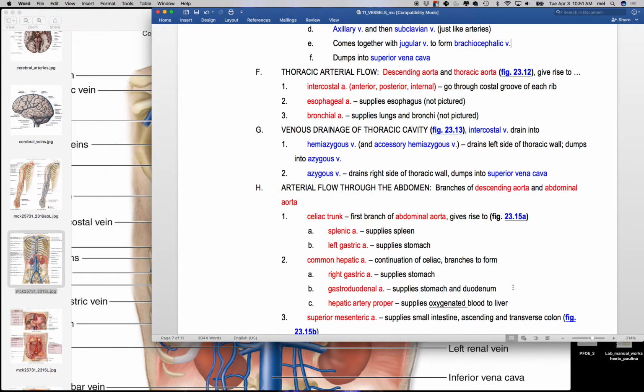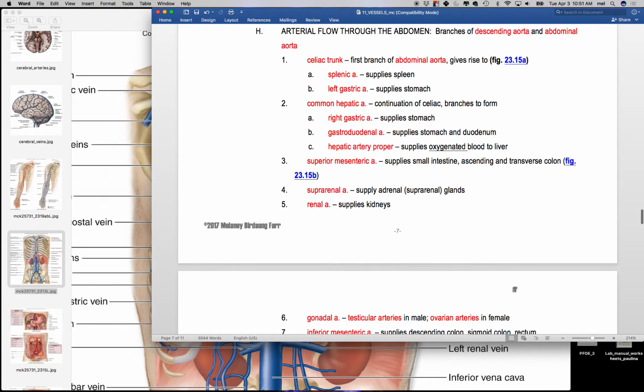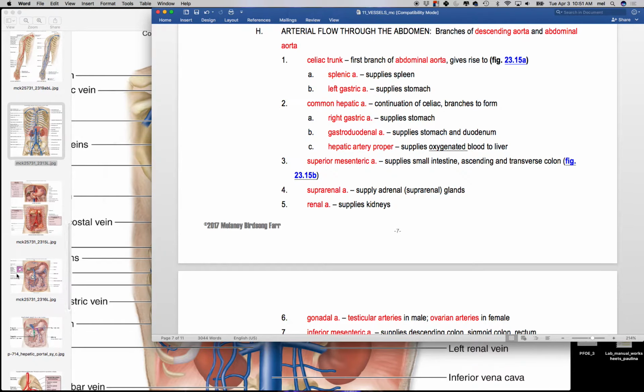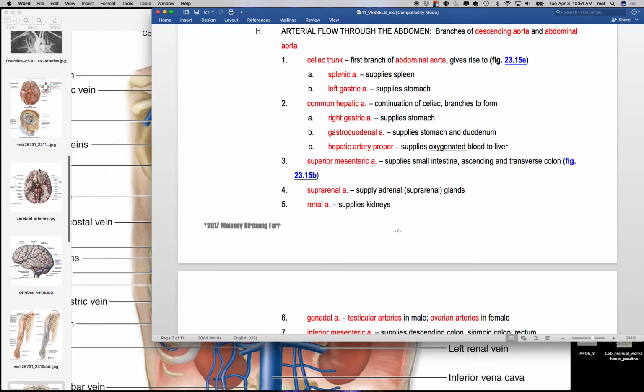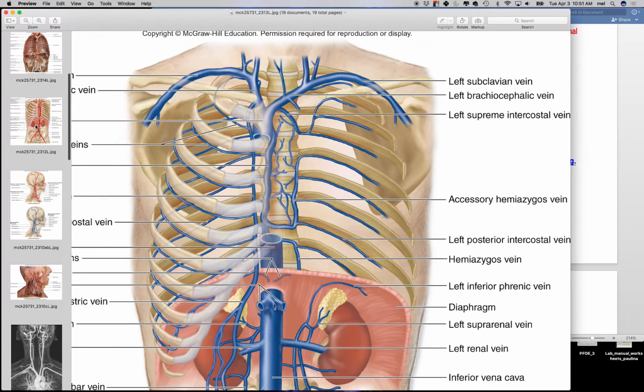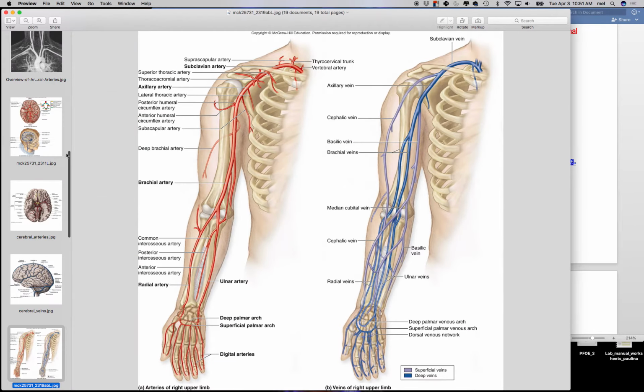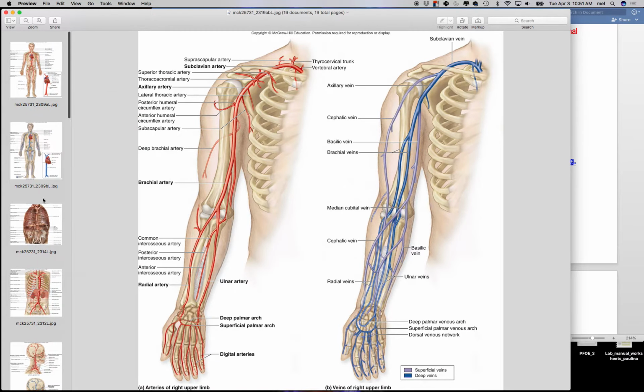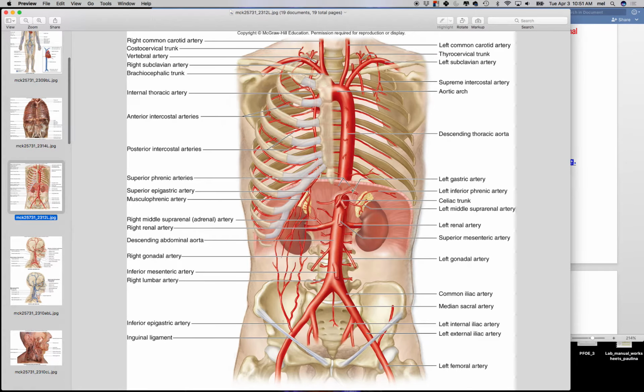Okay, so now we get to the interesting part. You guys ready? This is the part where sometimes it really helps to have somebody show it to you. So we are still going to be descending aorta, but when you go through the diaphragm, you become the abdominal aorta. Descending abdominal or abdominal descending doesn't really make much difference.